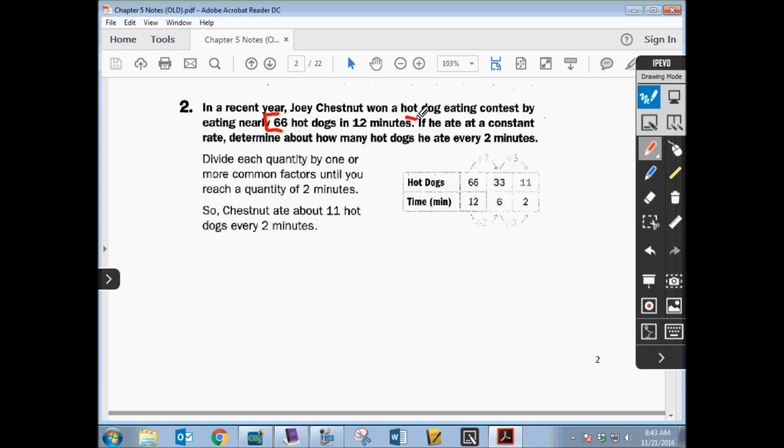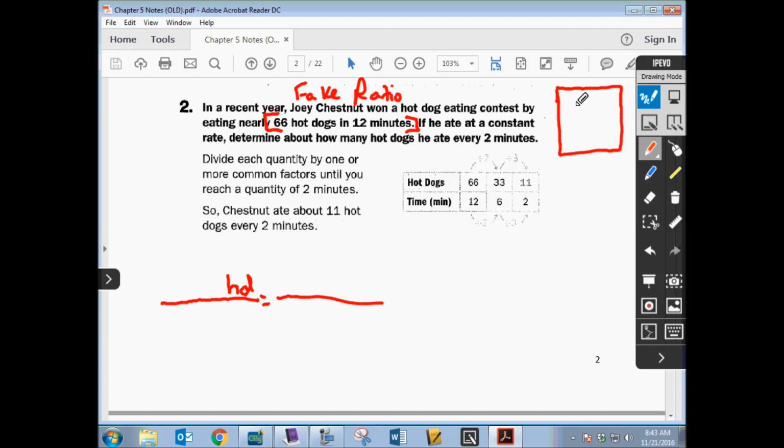What is this right here? That is my fake ratio. So that is just going to be what we're going to base everything on. Okay? Now, this is what I want you guys to see. I want to make sure you write this because I'm going to show you this as a proportion first. We know we're comparing hot dogs. You should be writing this. We should do edge pieces. This is going to be 66 hot dogs in 12 minutes. Okay, so there's our 2 edge pieces.